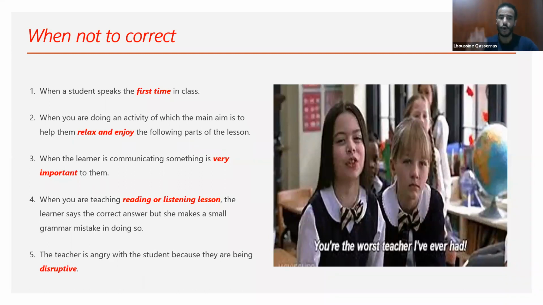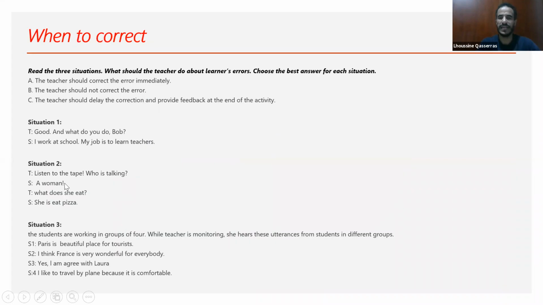Number 4, when you are teaching reading or listening, so remember comprehension, the learner says the correct answer, but she makes a small grammar mistake in doing so. We don't correct because it's comprehension. It is not grammar. And remember the situation, situation number 2, this one: listen to the tape. Who is talking? "She's eat pizza." So we don't correct.